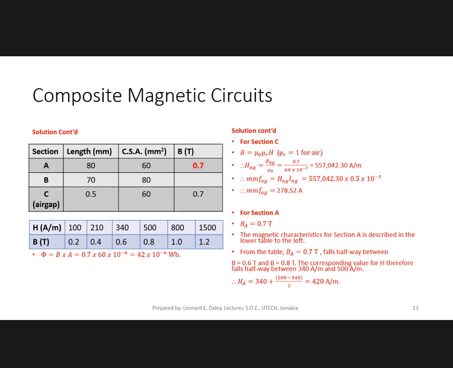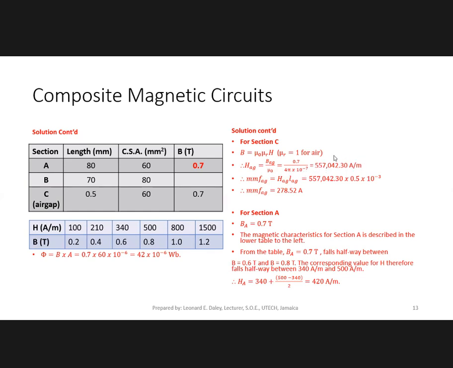We know that it is one, so it reduces some of the complication. We don't have to use any tables or any graphs here. We just go straight to this formula to find the magnetic field strength. Based on the data in the problem, B is 0.7 and mu naught is 4 pi times 10 to the minus 7.